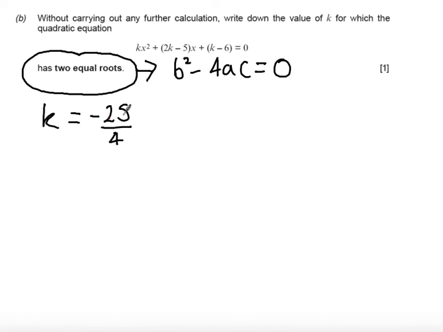Part B is just a standalone mark, a B1 mark if you've got minus 25 over 4. Okay, well, I hope you were able to follow my solution and that you understood how to mark the work.